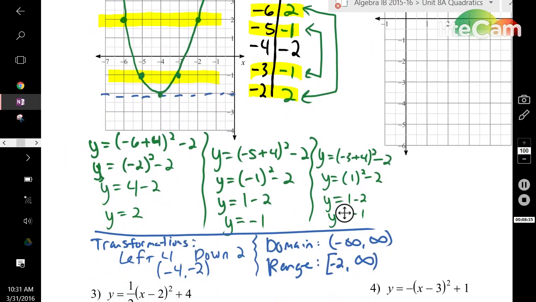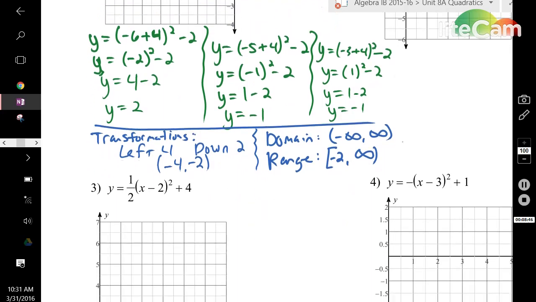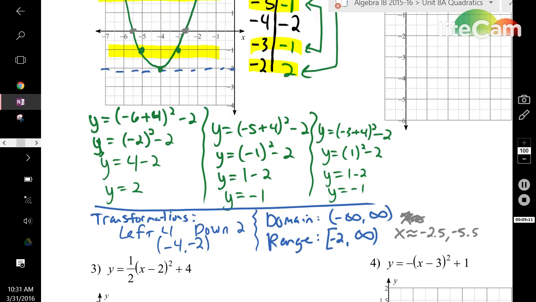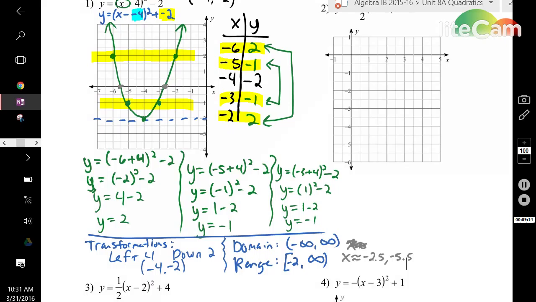The last thing, zeros: where does it cross the x-axis? Well, it crosses the x-axis at about there and there. So we can estimate it to be negative 5.5 and negative 2.5. They're not exact, so the zeros are possibly negative 2.5 and negative 5.5. Now, some of your points might actually be the zeros, so go ahead and write those down if they're exact. But if they're estimated, put the squiggly line and round it. And that's your graphed function with all the given information for transformations, domain, and range.